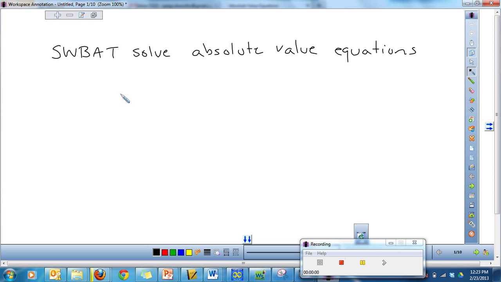As just a reminder, let's talk really quickly about what absolute value is. If I ask you, what is the absolute value of -3? That's asking us, how far is -3 from 0? And if I were to count 1, 2, 3, it is 3 away. So the absolute value of -3 is 3.